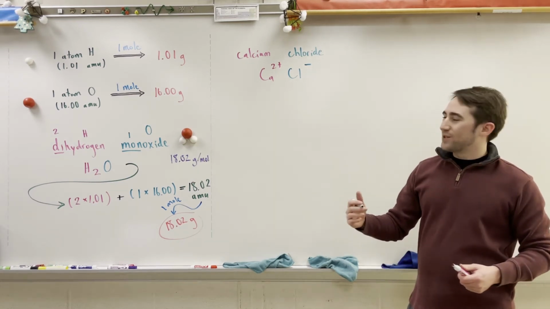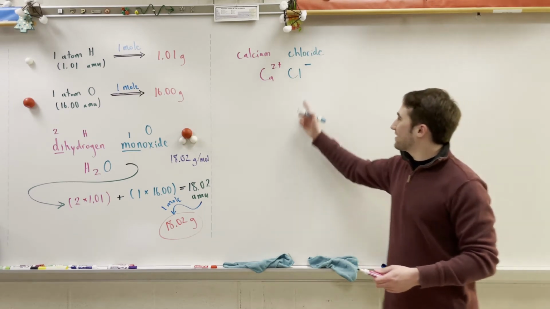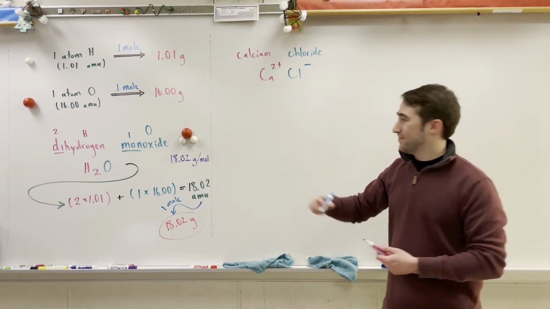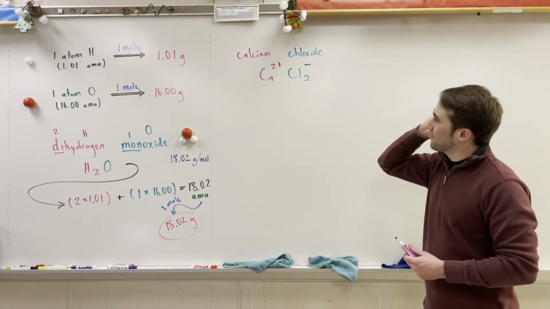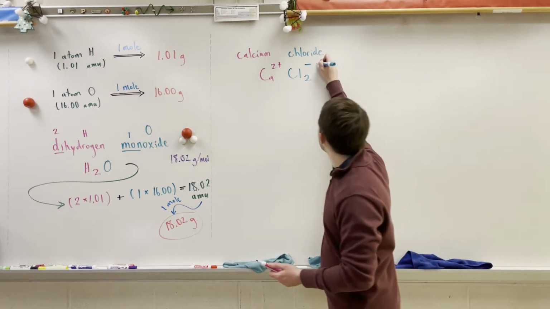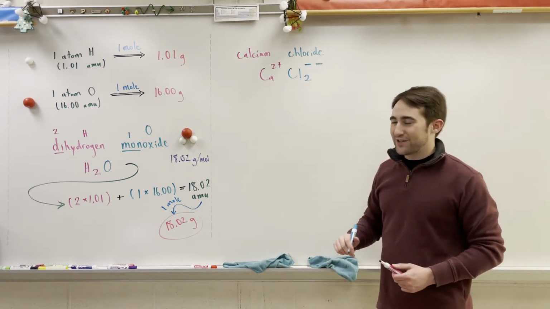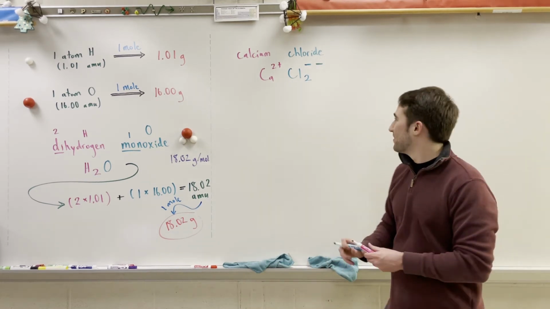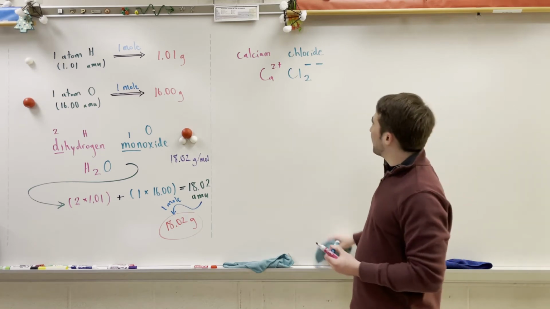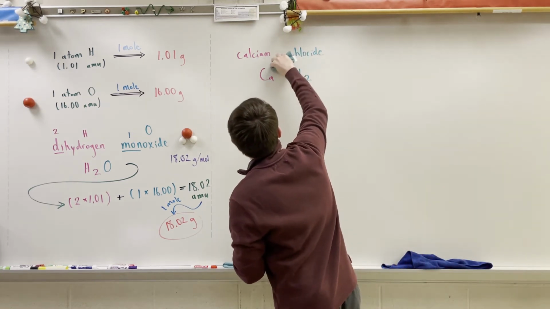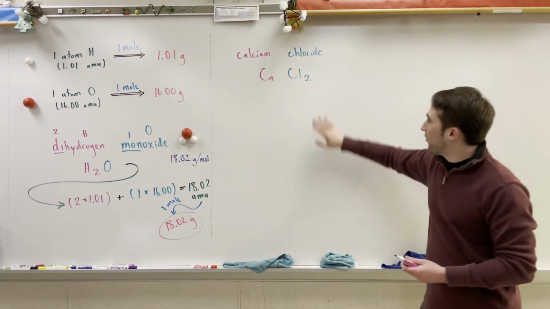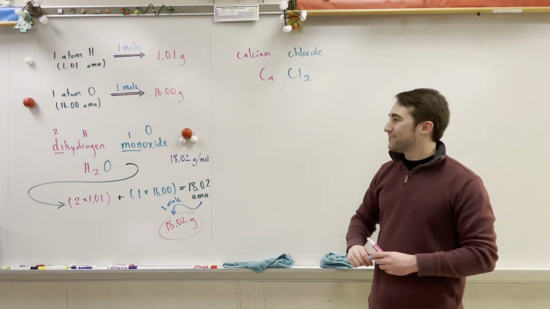In order to make sure my charges cancel, I can't just have one of these Cl's, I need 2 of them. That would mean I have 2 of these negative 1 charges to cancel with this positive 2. I can go ahead and erase my charges once they're canceled, and I'm left with the formula here, CaCl2.